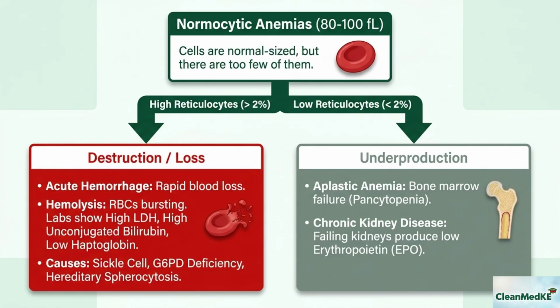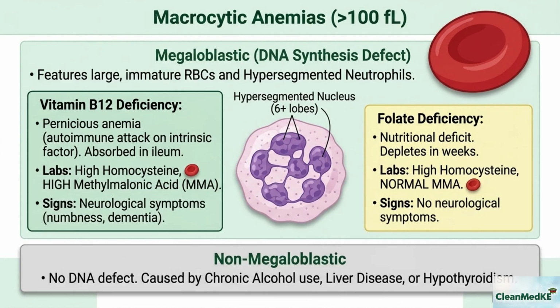In normocytic anemias, the cells are normal-sized, but there are too few of them. If reticulocytes are high, look for destruction through hemolysis, evidenced by high LDH and low haptoglobin, or acute hemorrhage. If reticulocytes are low, it's an underproduction issue, such as aplastic anemia or chronic kidney disease, where the kidneys fail to produce erythropoietin. Finally, for macrocytic anemias, we distinguish between megaloblastic and non-megaloblastic.